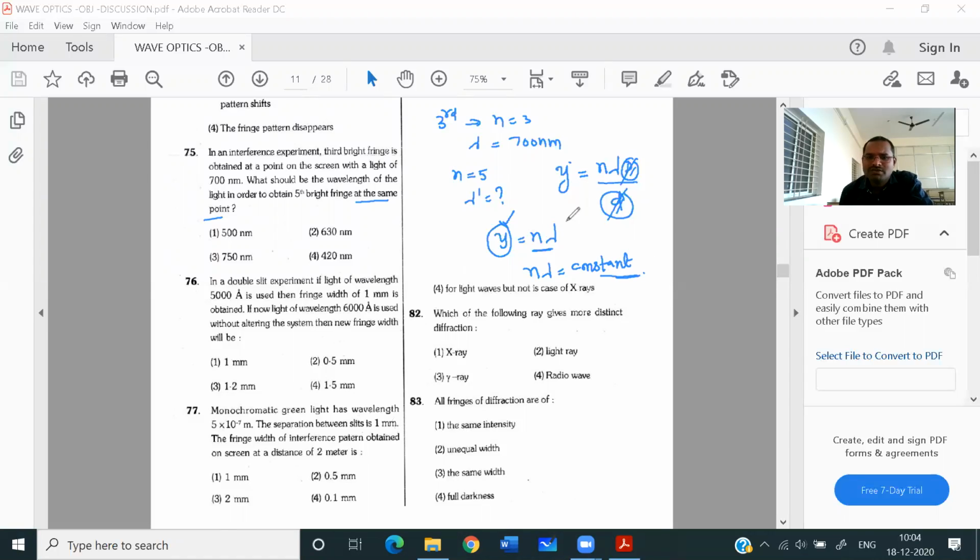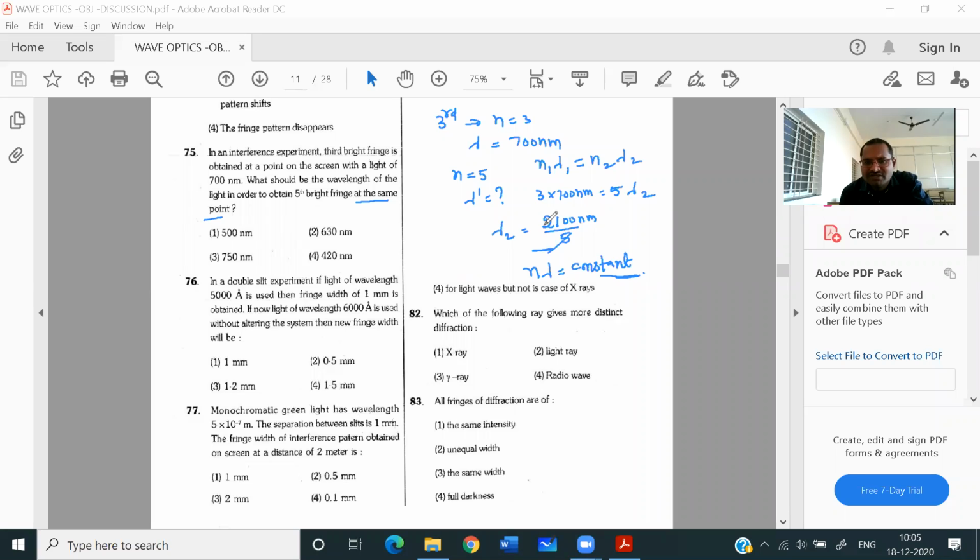So we can write simply n1 lambda 1 is equal to n2 lambda 2. n1 is given 3, lambda 1 is given 700 nanometers, n2 is given as 5. Lambda 2 is unknown, we need to find. So lambda 2 is equal to 3 times 700, that is 2100 nanometers, upon 5. So divide 2100 by 5.